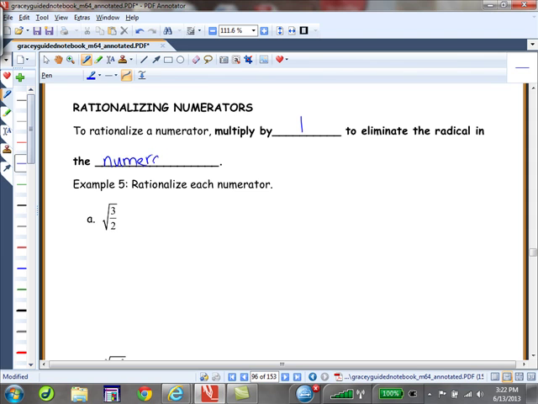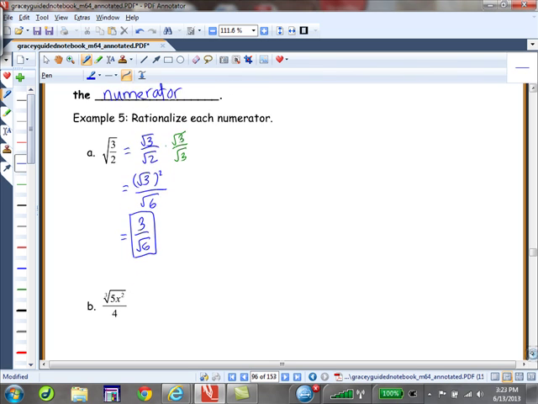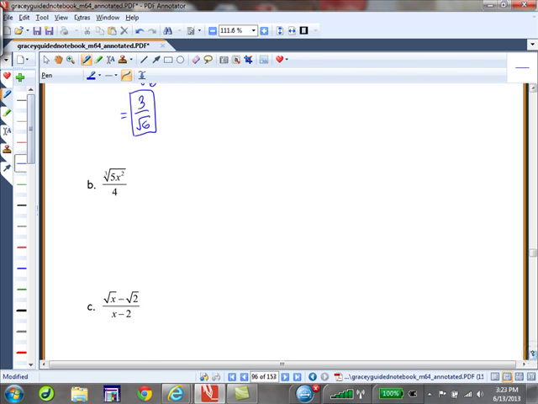So rationalize each numerator. Well, again, this is equivalent to root 3 over root 2. If I multiply this by the square root of 3 over the square root of 3, I will eliminate the radical in the numerator. This, of course, gives me root 3 squared over root 6, which is 3 over root 6. Okay. So just picking the numerator this time instead of the denominator to rationalize.